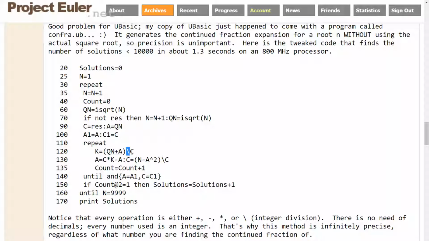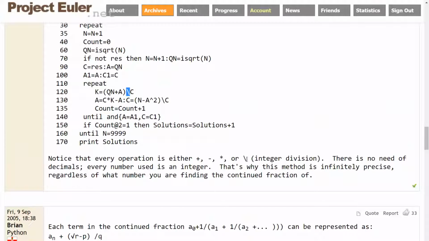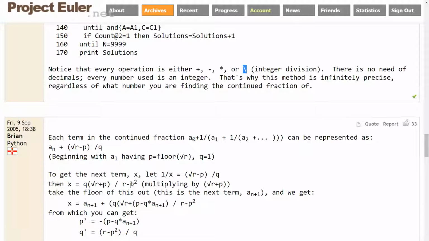Interesting to me is that the backslash is for division. That is integer division, I think. Yeah. Okay. Fine.